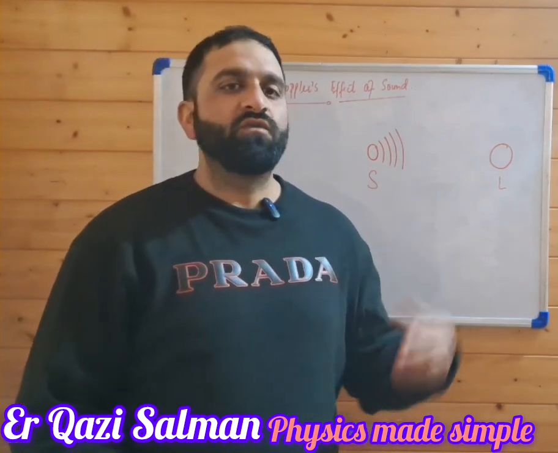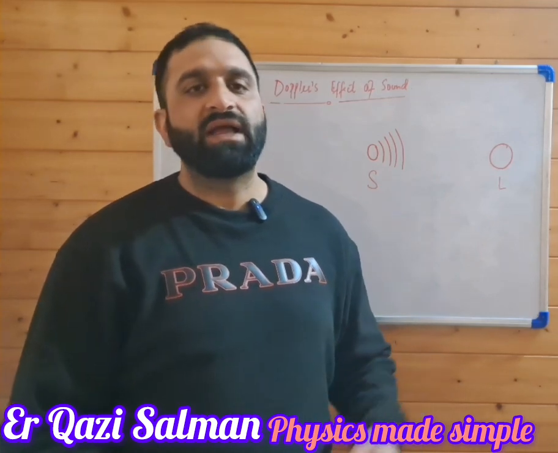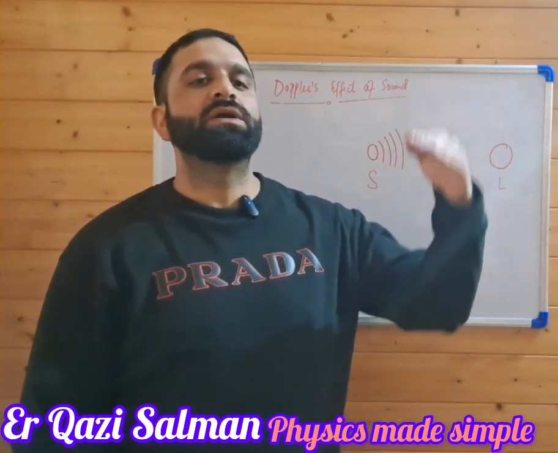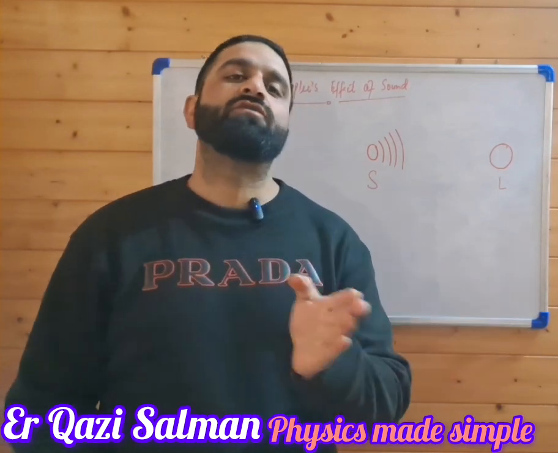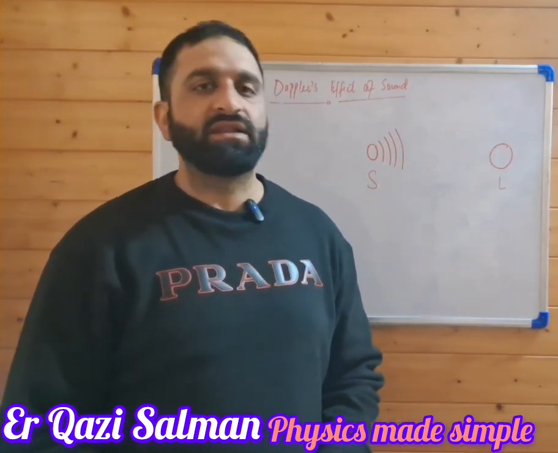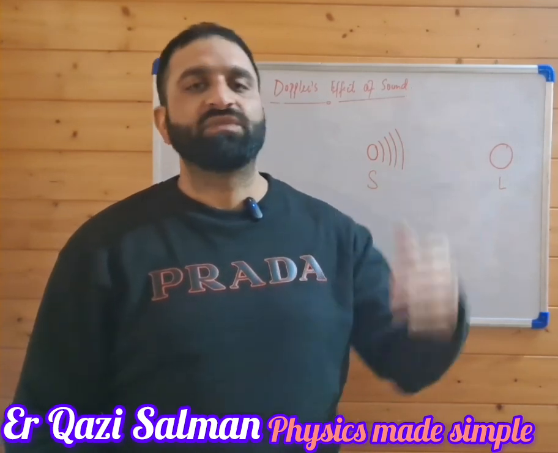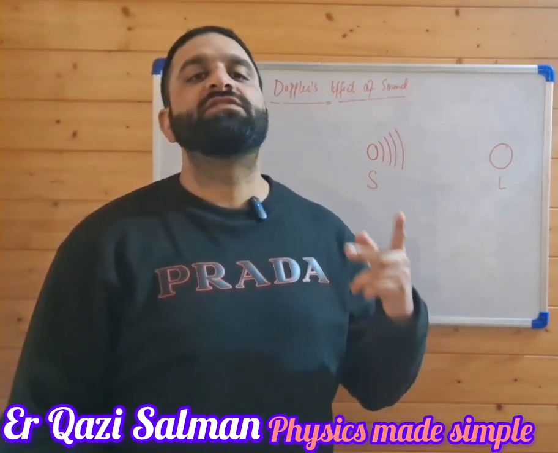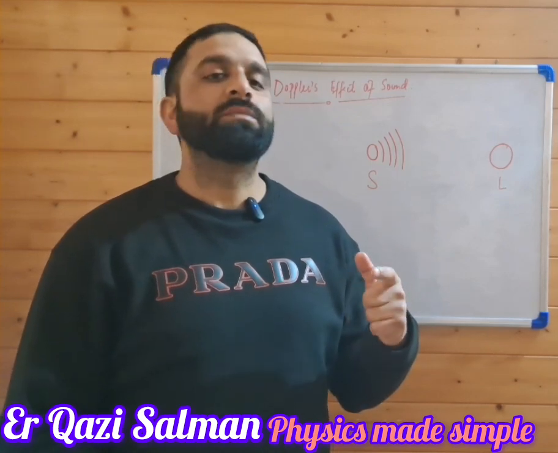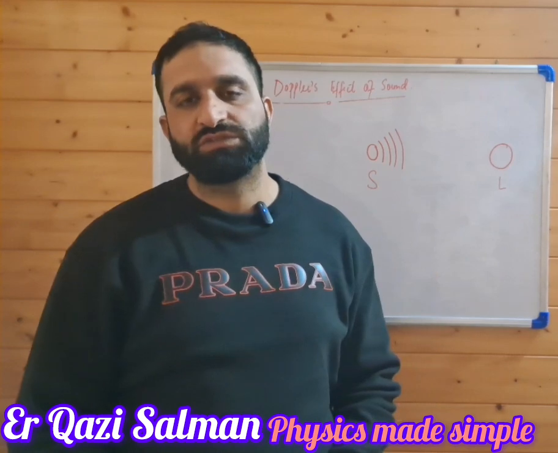For example, when a train approaches a man standing on the platform, the apparent frequency of the sound seems to increase, or when the train is moving away from a man at the platform, the apparent frequency of the sound seems to decrease. That means the apparent frequency is different from the frequency of the sound emitted by the source.